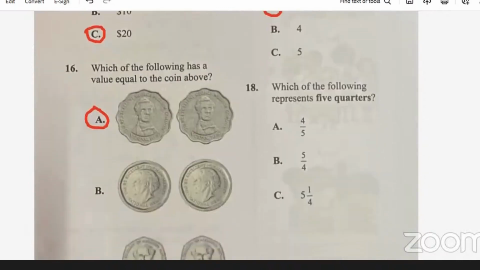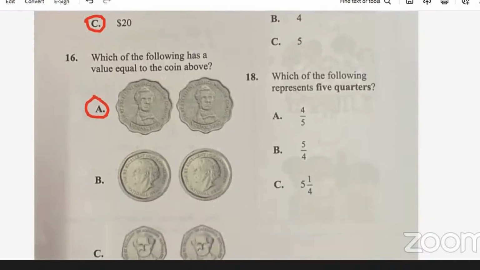Okay, so question 18. Which of the following represents 5 quarters? 5 quarters. All right, so perhaps you might need to draw shapes and all of that to figure out what 5 quarters would be, right? However you need to answer this question, then you have to do what you think is necessary. All right, so 5 quarters.